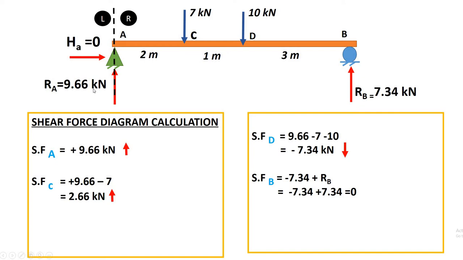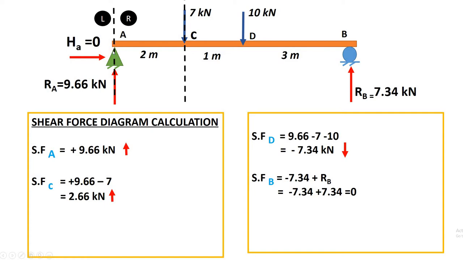We have shear, that is 9.66 kilonewton, and again it is upwards, so it is positive, right? Now shear at C. Now divide the beam over here. This one is the left part, AC part, and CB is the right part of the beam, right? Let us consider the left part.